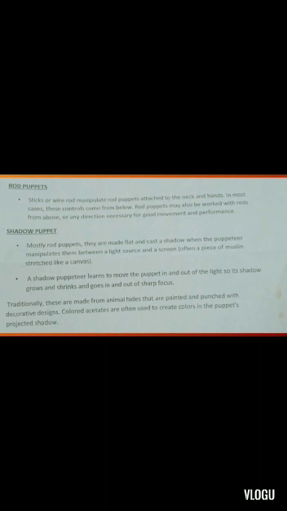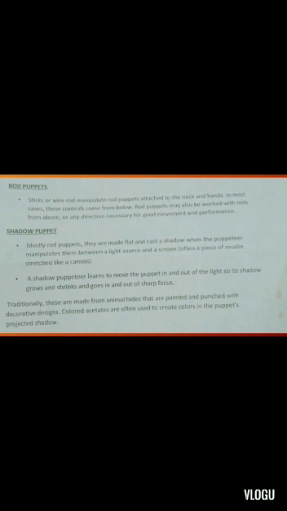There are also rod puppets. In the rod puppet, sticks or wire rods manipulate the puppet, attached to the neck and hands. In most cases, the controls come from below. Rod puppets may also be worked with rods from above or any direction necessary for good movement and performance.